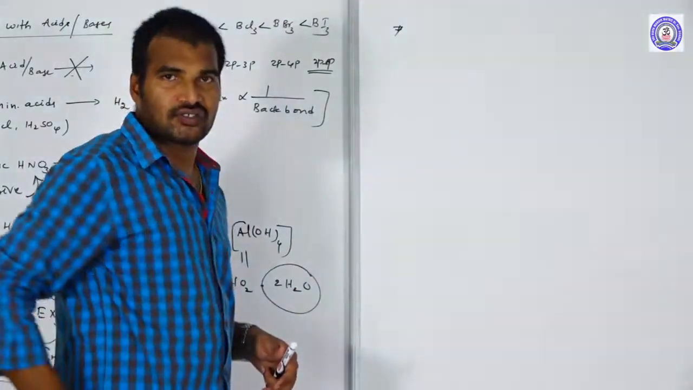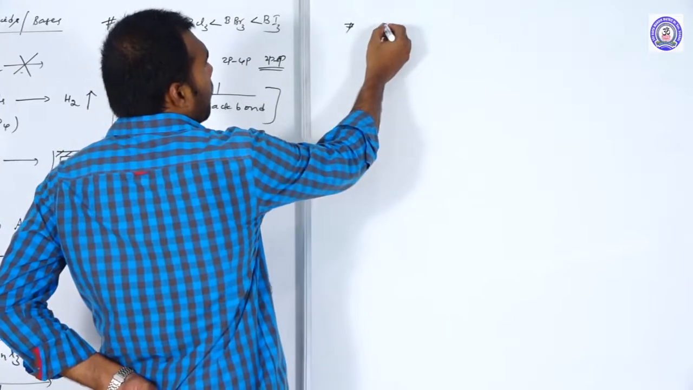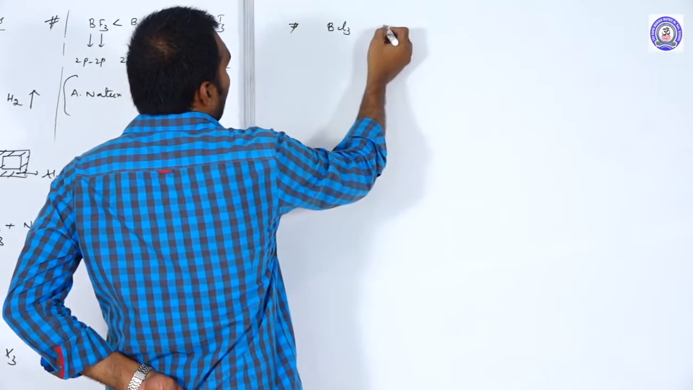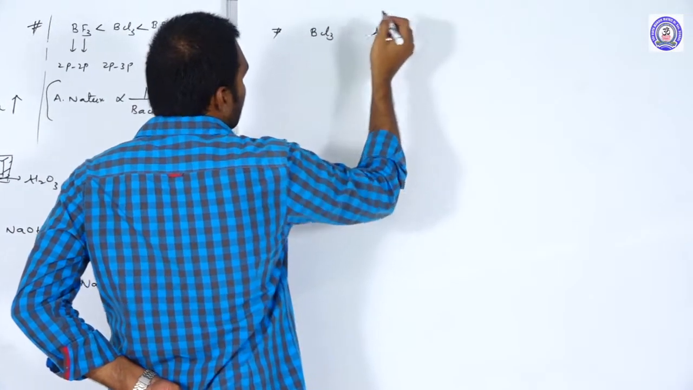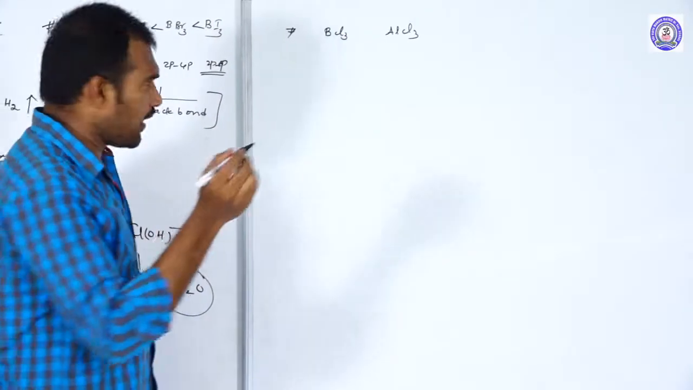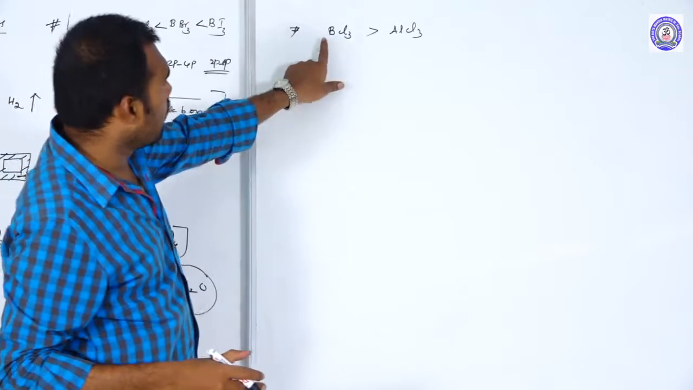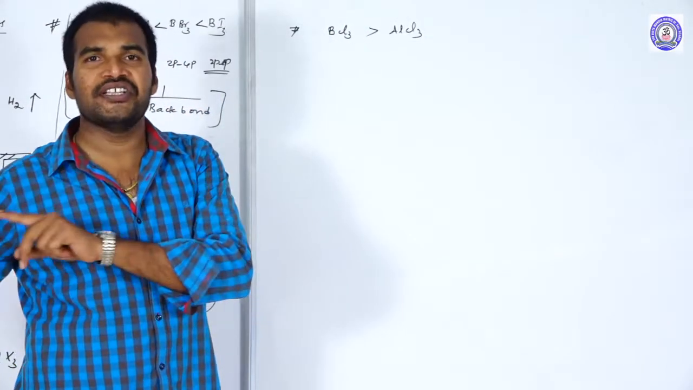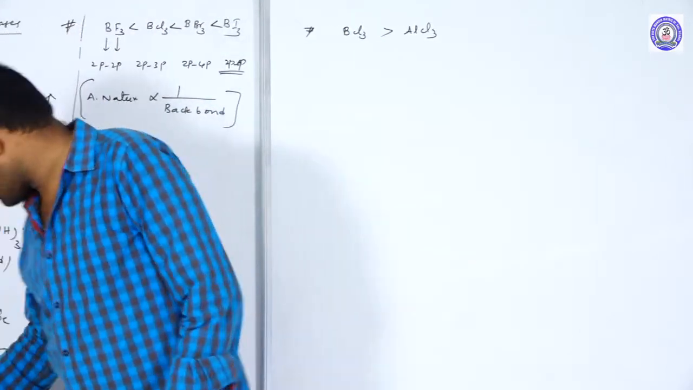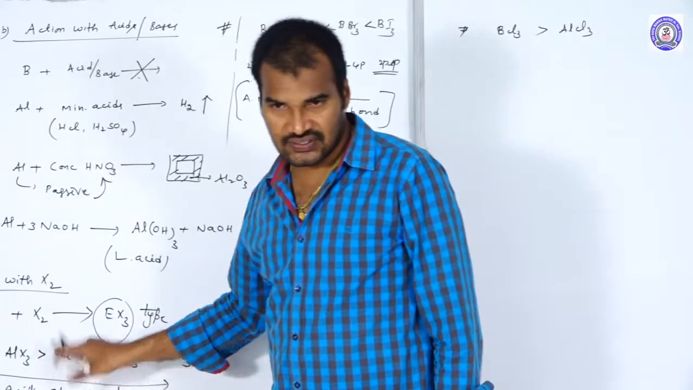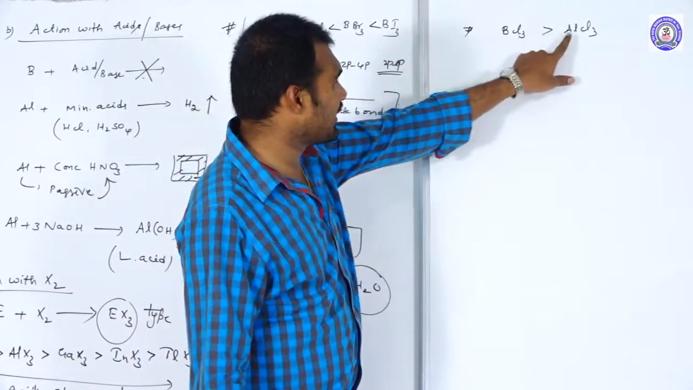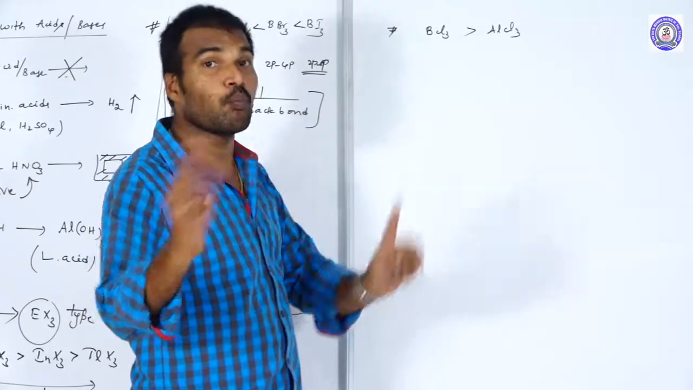stability of the halides. As we know, when you compare BCl3 and AlCl3, BCl3 is more acidic. Why? Because in the group, when you go from boron to aluminium, gallium, indium, thallium, acidic strength decreases, which we discussed here. That is why BCl3 is more acidic than AlCl3.